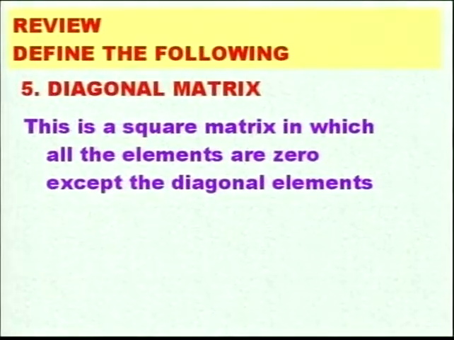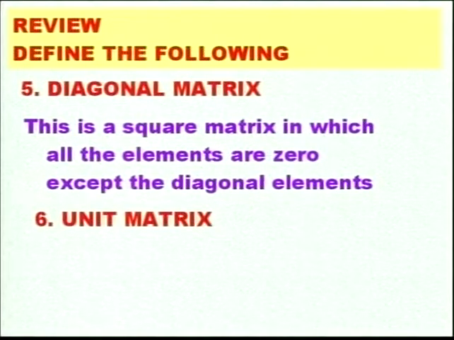Kyle, the fifth type of matrix. Tell us what it is and define it. The fifth type of matrix is the diagonal matrix. This is a square matrix in which all elements are 0 except the diagonal elements. Okay, all elements are 0 except the diagonal elements, and I hope you know what that is. It was explained to you.